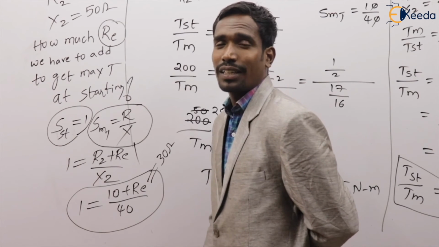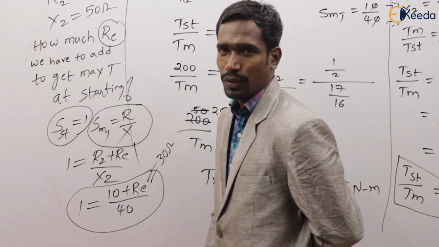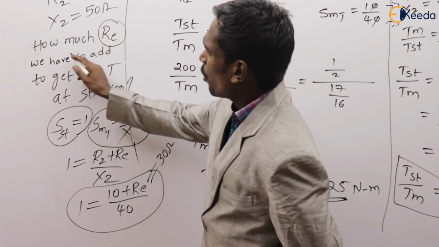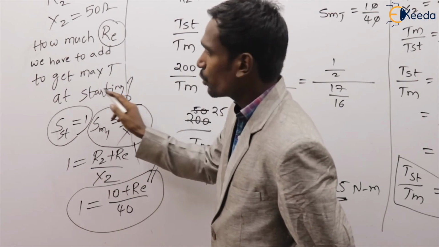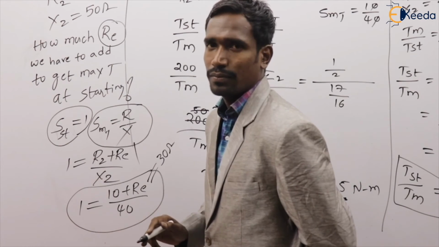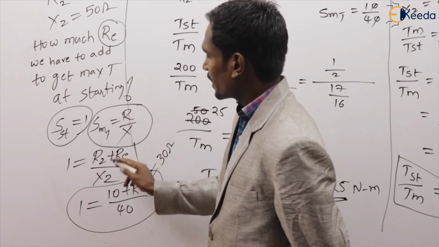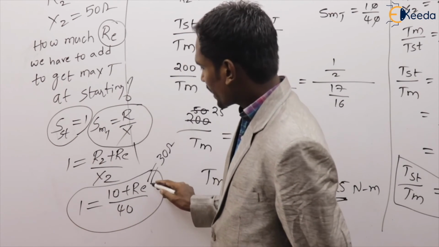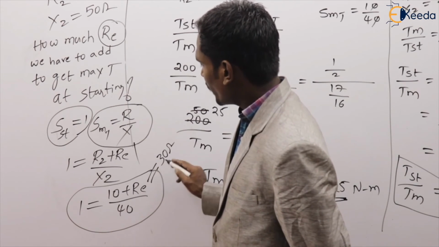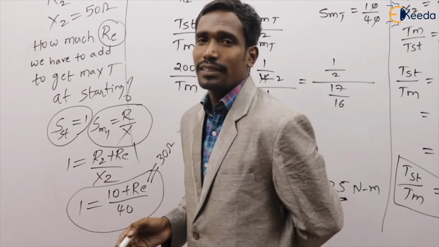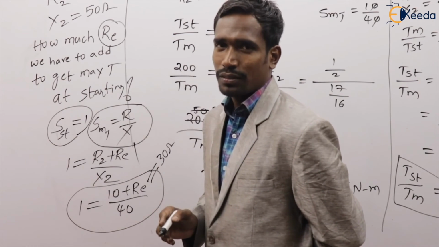See how tricky the question is. So how much extra resistance do we have to add to get maximum torque at starting? This is the answer: the extra resistance required is 30 ohms.